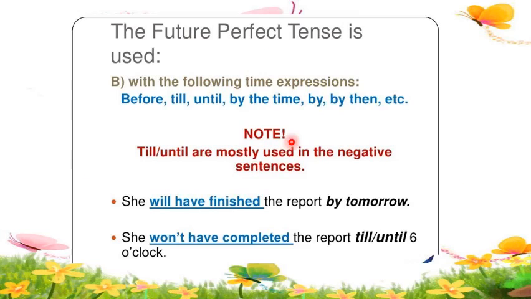The future perfect tense is used with time expressions. For example, before, till, until, by the time, by then, etc. Note: till and until are mostly used in negative sentences. Let's see some examples here. She will have finished the report by tomorrow. Here we have used the time expression by. She won't have completed the report till 6 o'clock or until 6 o'clock. Here till and until indicate that this is a negative statement.